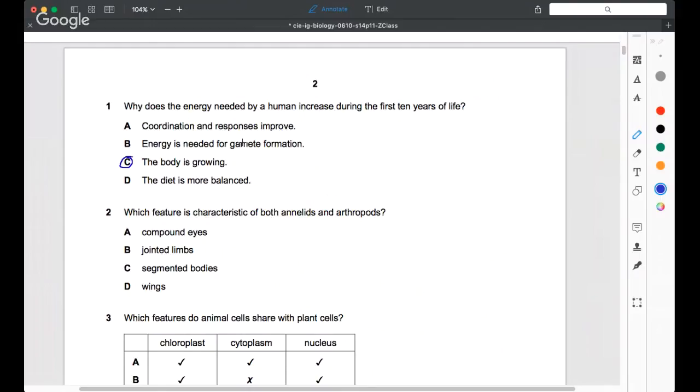B, energy is needed for gamete formation. Energy is needed for gamete formation, but only a very small amount of energy. If you remember, gamete formation in females happens before birth and then develops during puberty, so after the first 10 years. And in males, it happens after puberty. So they finish forming after puberty, so that's, again, after the first 10 years.